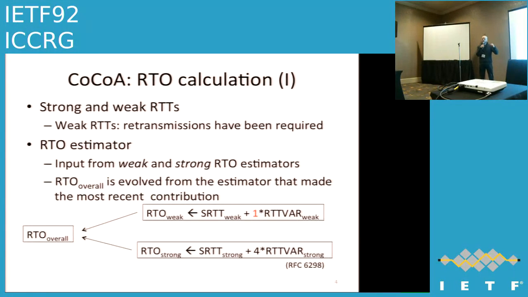So when a weak RTT is obtained, the corresponding weak RTO estimator is updated, and then the same happens when a strong RTT is obtained, the strong RTO estimator is updated. Then there is an overall RTO, which will be used as the final RTO, which is derived from the estimator that made the most recent contribution. Next, please.